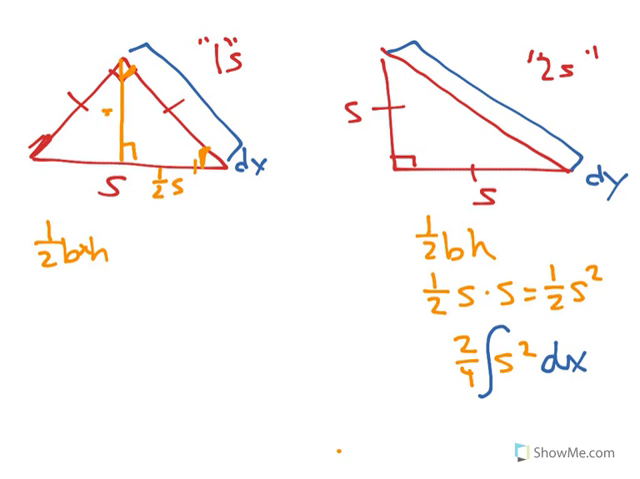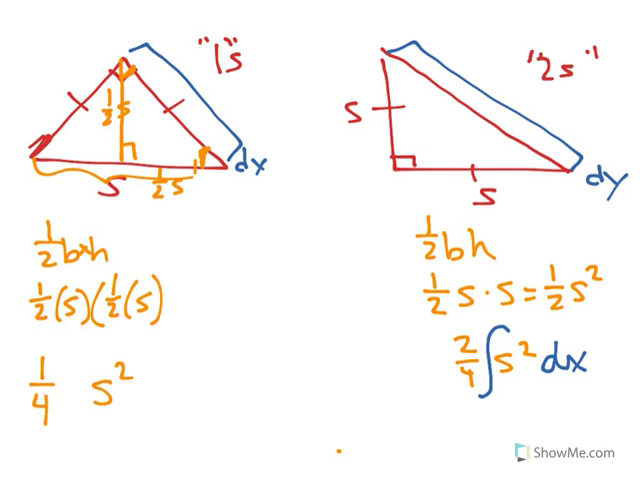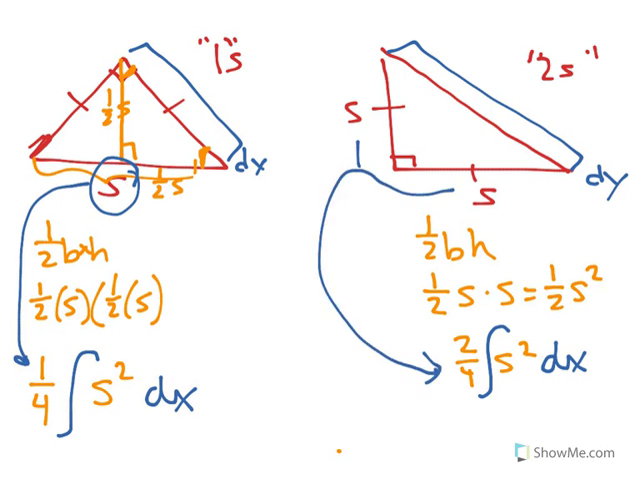So that means this side here is 1/2 S. So 1/2 the base, which is S, times the height, which is 1/2 S. Multiply all those together, I get 1/4 S squared for the area. So the volume is the integral of 1/4 S squared dx. Why did I write them this way? How many S's were on this triangle? 1. So it's 1/4. How many S's were on this triangle? 2. So I got 2/4.